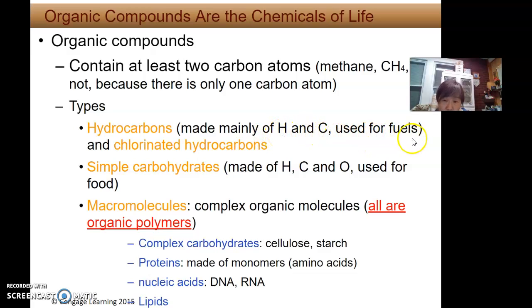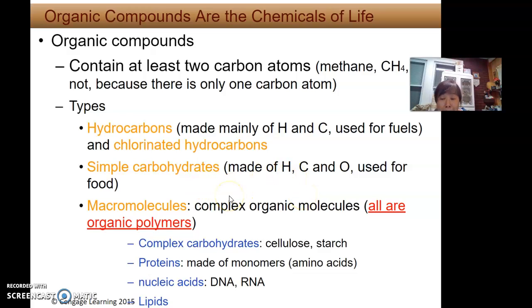They are used for fuels. And some of them are called chlorinated hydrocarbons, simply where some of the hydrogen atoms are replaced by chlorine atoms. Some of them cause environmental problems. And then simple carbohydrates are also made of hydrogen, carbon, and oxygen. Those are mainly the food we take in, carbohydrates.